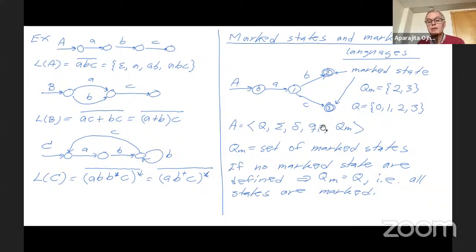The definition of this is just that you take the ordinary automaton, which we had before, and then you add a fifth element with the marked states, set of marked states. Now, it comes here an interesting remark that if you don't have any marked states at all, if your tuple does not include QM, then the assumption is that all states are actually marked. So if there is no specification of any specific marked state, then we say that QM is equal to Q. All states are marked.